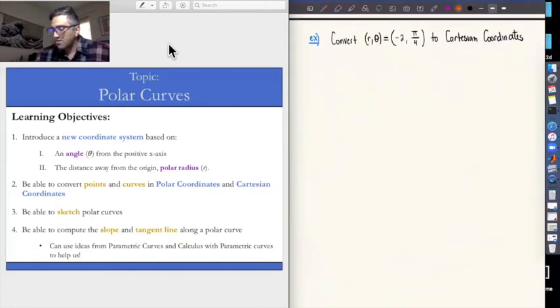We'll convert (r, theta) equals (-2, pi over 4) to Cartesian coordinates. So again, we're starting off with something in polar coordinates, and we're trying to take it over to Cartesian coordinates now. And what I'd like to do in this case is, even though we're going to use those same translation equations, I'm still going to plot this point.